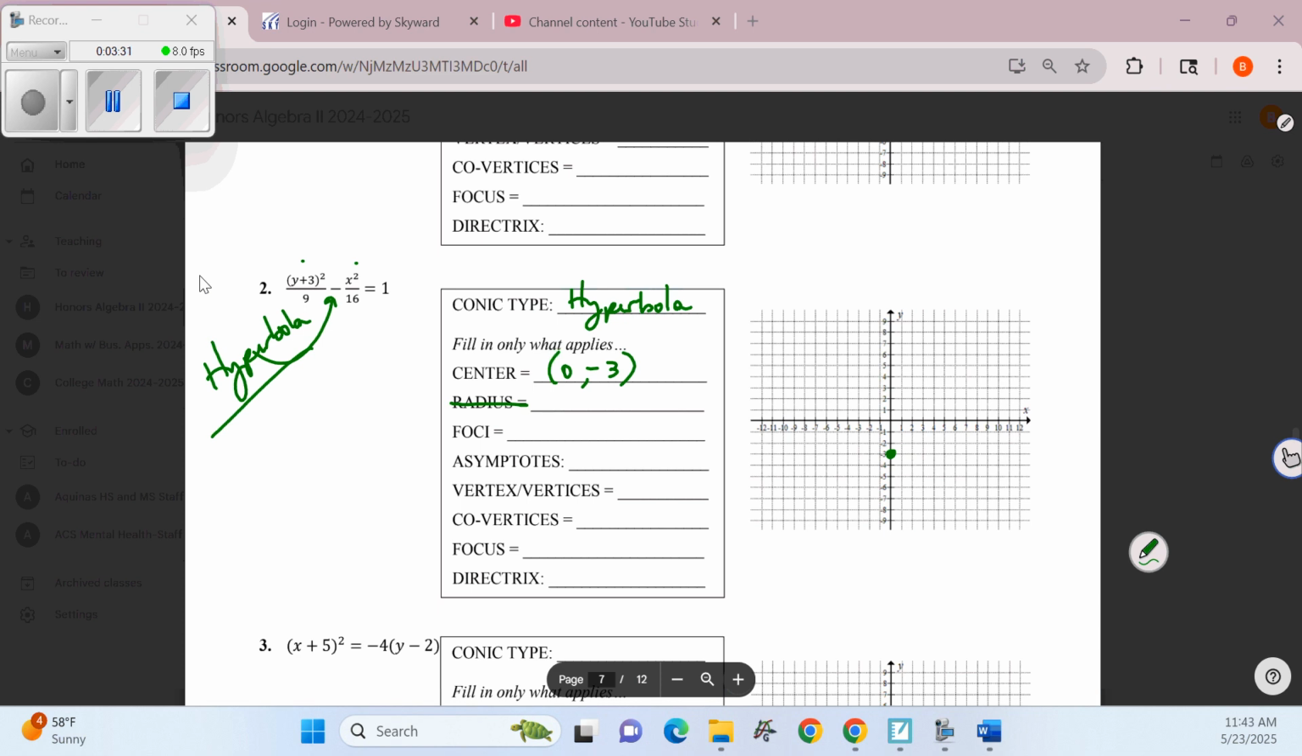We don't have a radius. We do have foci. We will have asymptotes. We really don't talk about co-vertices, focus, and directrixes, again, for the parabola. So in the x direction, we're going to go out, right? If a squared here is 16, then a is equal to plus and minus 4. So we're going to go out 4 from that center point in both x directions. And then similarly in y, we would go up and down 3. This creates the box for us. We know that the corners of the box will be our asymptotes.